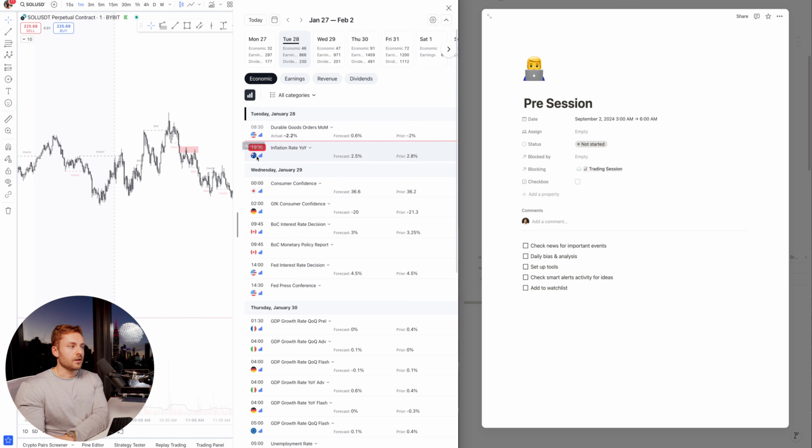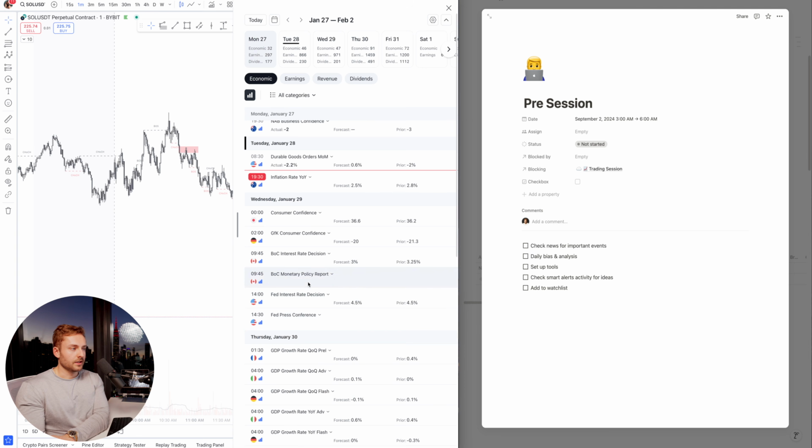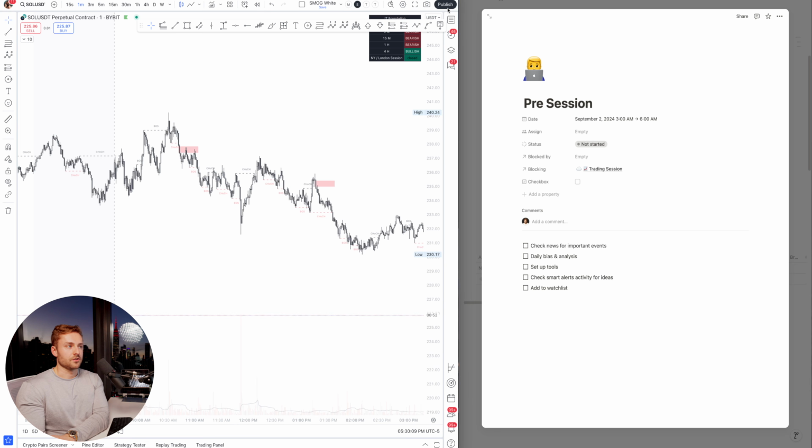You can see right here we have the Australia inflation rate year-over-year report coming at 7:30. So for any moves like this for the US, you can expect major swings in the market. I'm always looking out for big high impact things that are going to affect the volatility when I'm getting into a session. So I'm going to check that off.